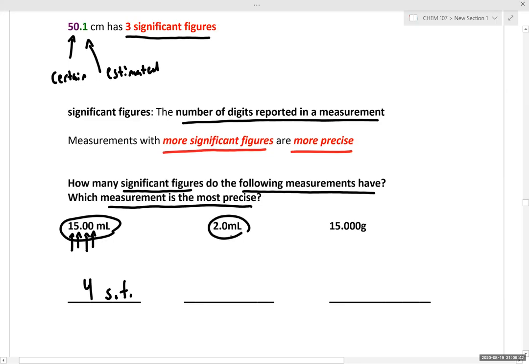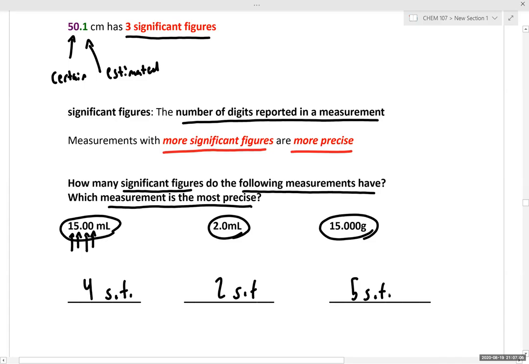What about 2.0? How many significant figures does 2.0 have? 2. And what about 15.000? How many significant figures does 15.000 have? 5, it has 5 sig figs.